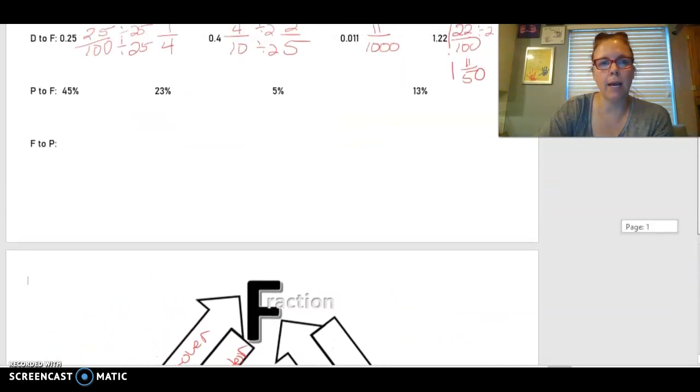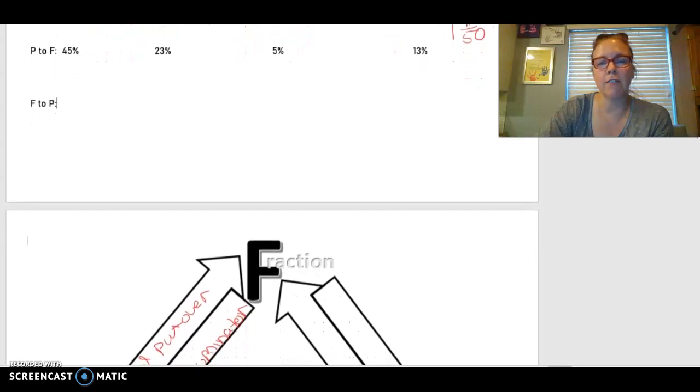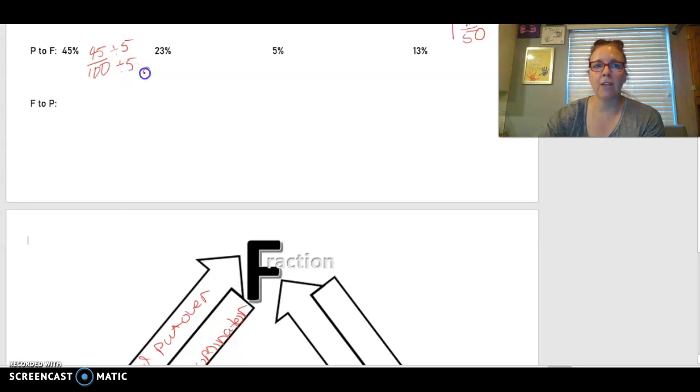Okay, now going back up, now we're going to do percent to fraction. So remember, we've said that percents are always out of 100. Always, always, always. It doesn't matter if it's bigger than 100 or less than 100. It's always out of 100. So you're going to put the 45 over 100, always over 100. And then we're going to simplify. So divide by 5. So we have 9 over 20. So 9/20. Okay. This one right here, 23 over 100. 23 is prime, and 23 won't go into 100, so you're done.